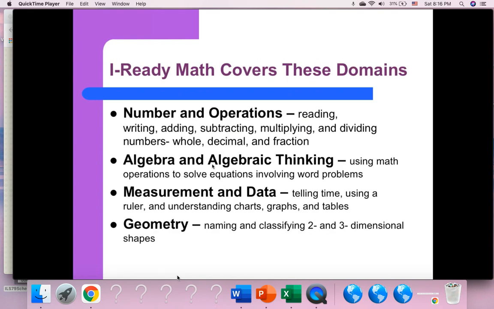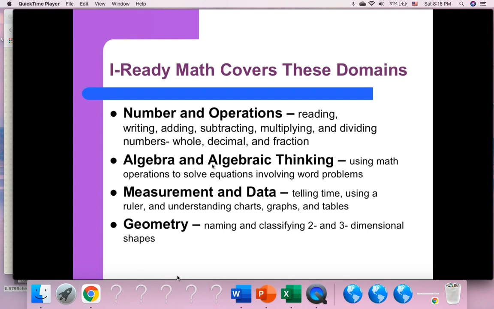Okay, so if you'll get the next report your child brought home, we'll talk about math. The reports are so very similar. The only difference between math and reading are these 4 bullet points. These 4 bullet points are the domains in which your child is being tested in math. And all students, all the way from kindergarten up to 8th grade, are tested on these same 4 bullet points.